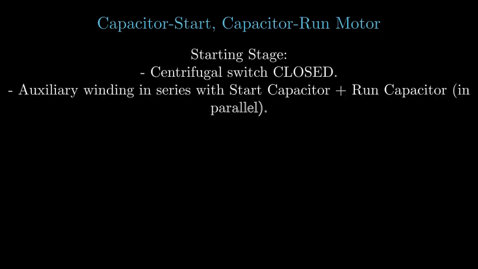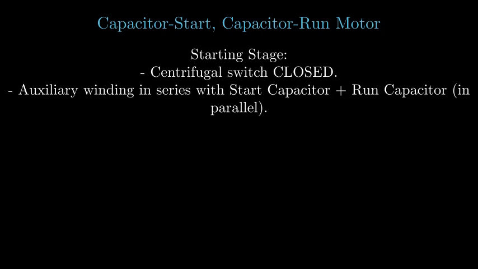We have a start capacitor and a run capacitor. The start capacitor is in series with the auxiliary winding and the centrifugal switch, just like in the previous type. The run capacitor is connected in parallel with this combination and stays connected all the time. The operation proceeds in 2 stages.